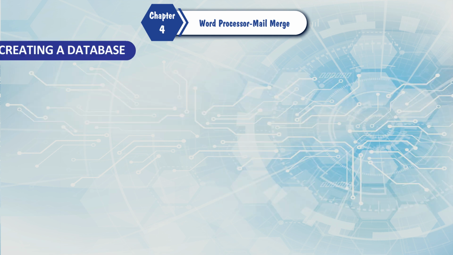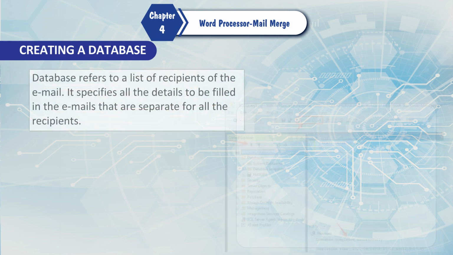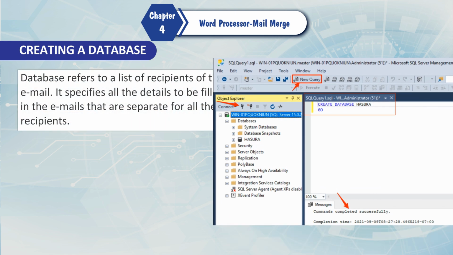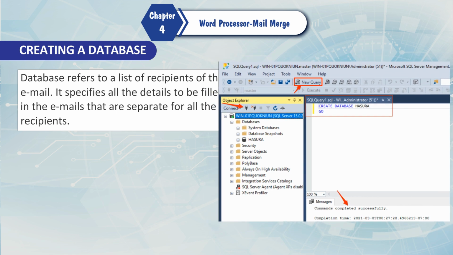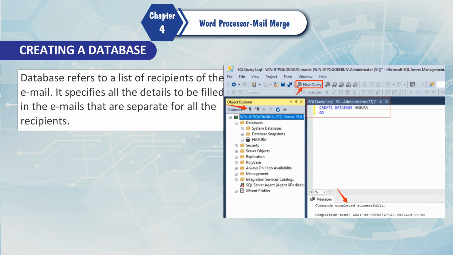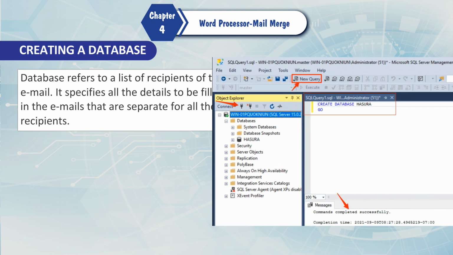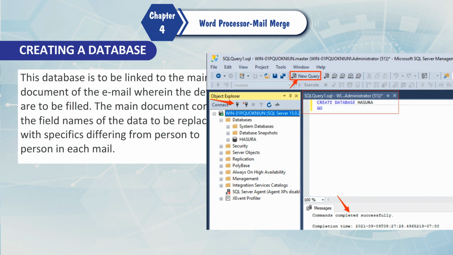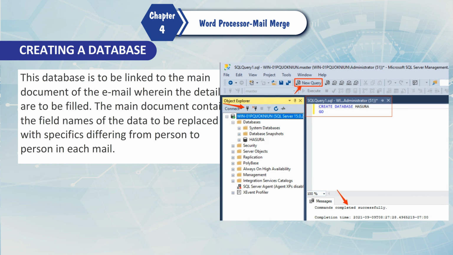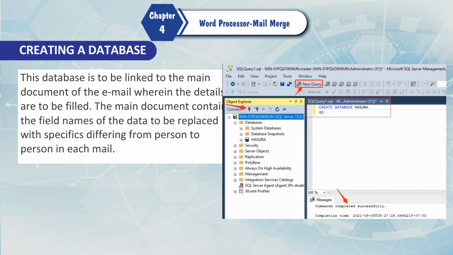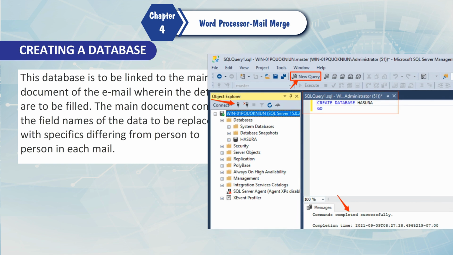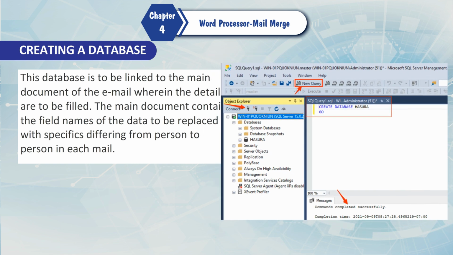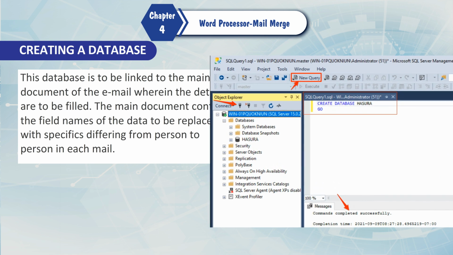Phase 1. Creating a database. Database refers to a list of recipients of the email. It specifies all the details to the field in the emails that are separate for all the recipients. The database is to be linked to the main document of the email wherein the details are to be filled. The main document contains the field names of the data to be replaced with specifics differing from person to person in each mail.